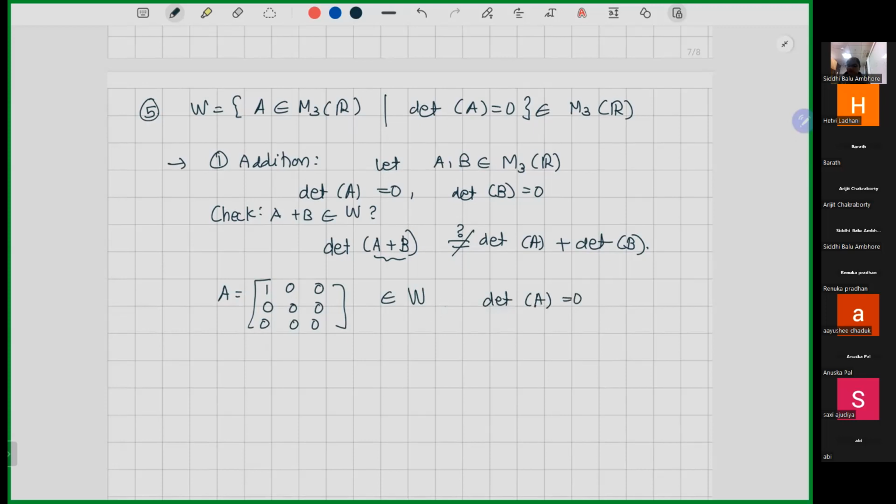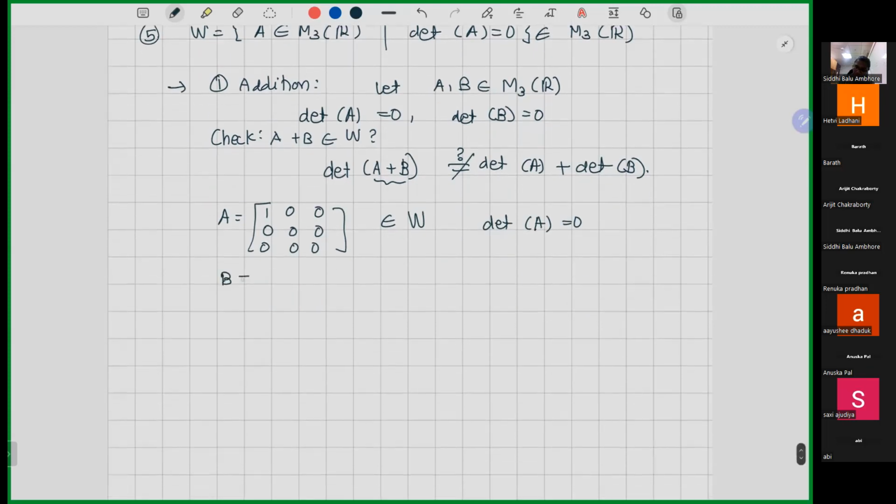Right? And I can take B to be this matrix 0 0 0 0 1 0 0 0 1. And this also belongs to W because determinant of B is also 0, right? Because one row is entirely 0, or one column is entirely 0. So determinant is 0. Any doubt?